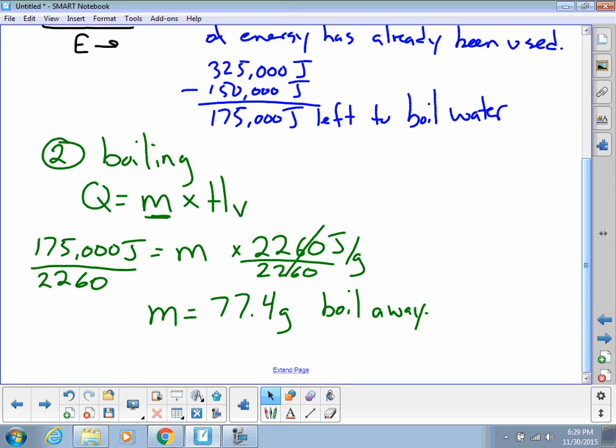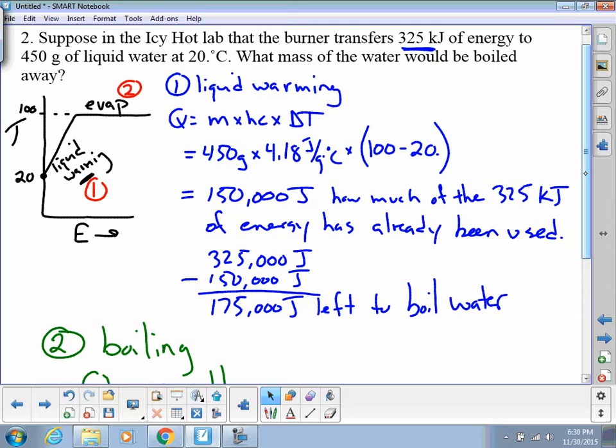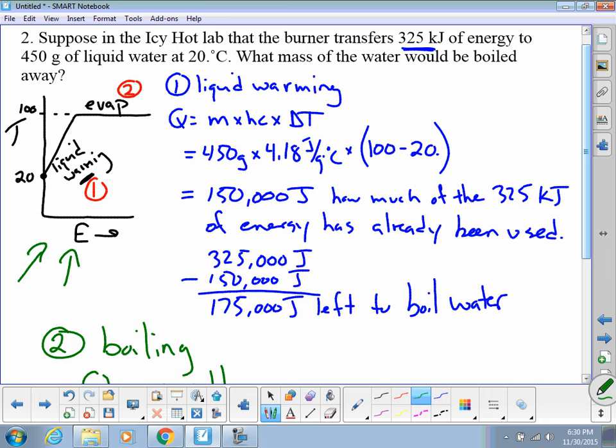It is imperative that you do these little heating curve drawings beforehand to figure out what steps you need to take. What's going to happen first, what's going to happen second, what's going to happen third. Label the diagram like we did here. Number it, what's going to happen first, what's going to happen second. The more organized you can make a problem, the easier it's going to be to figure out what to do next, okay? So there's questions 1 and 2.